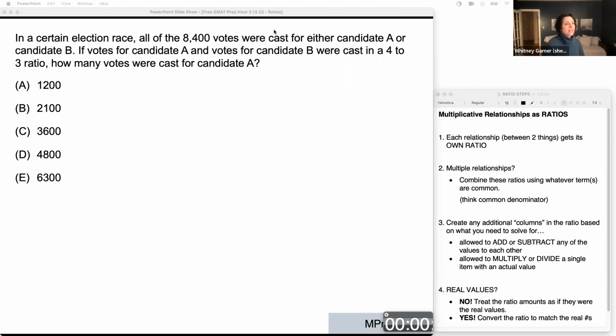We're better off saying, all right, let me get my candidates first. Candidate A to B, that ratio is casting votes in a ratio of 4 to 3. So for every 7 votes, candidate A gets 4, candidate B gets 3. Now, I could use some estimation here. I know that A gets more than B, and half of 8,400 is 4,200, so I know the answer is greater than 4,200.